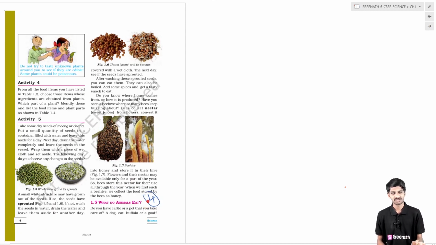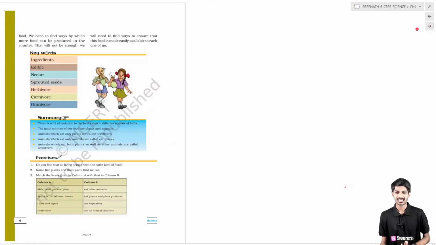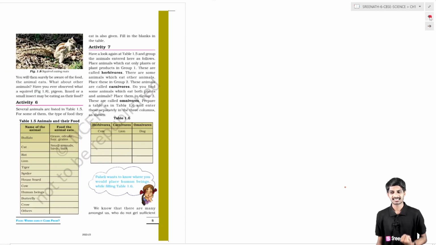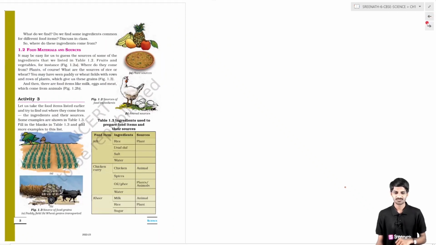We know food, different types of foods, food sources. We eat food, but what do animals eat? What is the food of animals? We are going to learn about this also. So finally this chapter contains 4 topics. After that, keyword summary, that's it. We will discuss each topic in detail now.